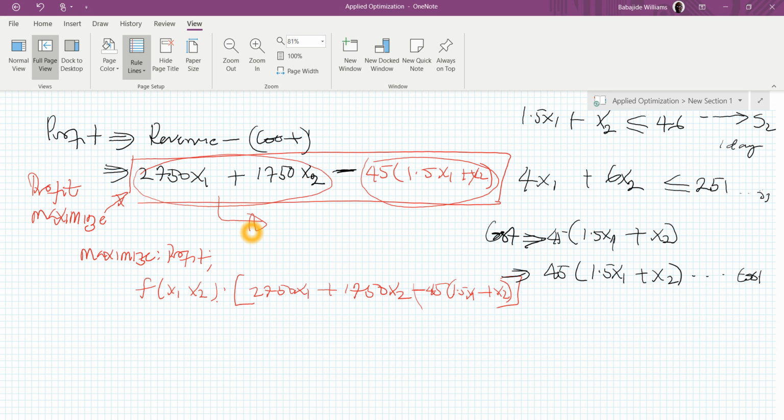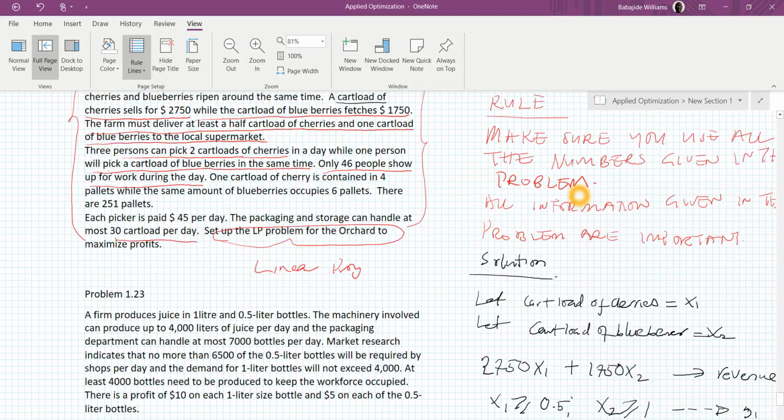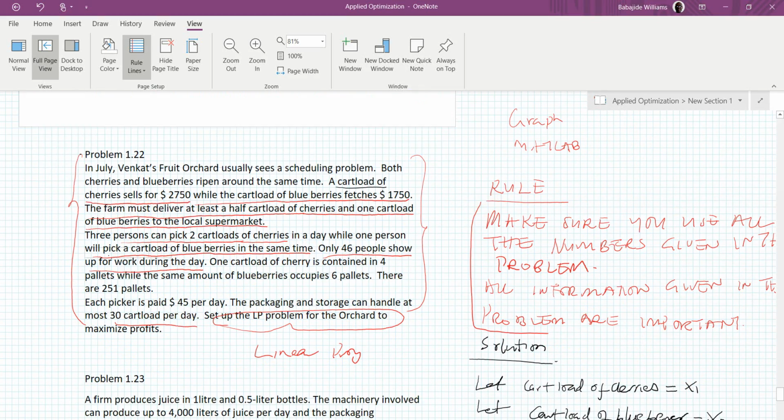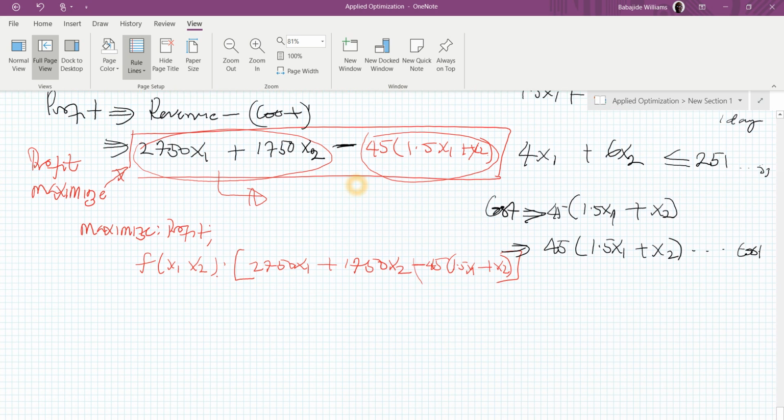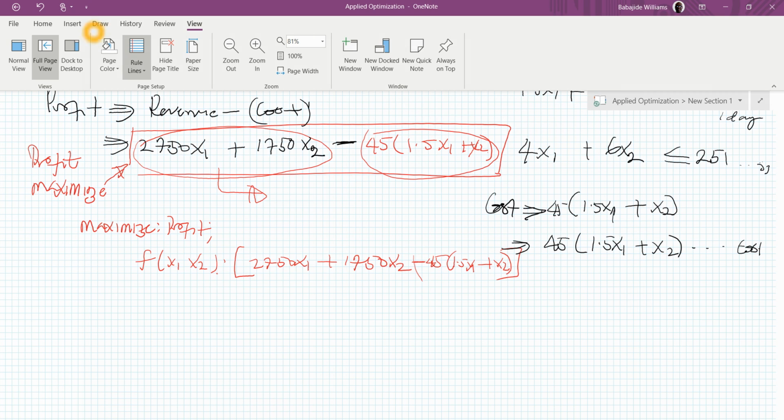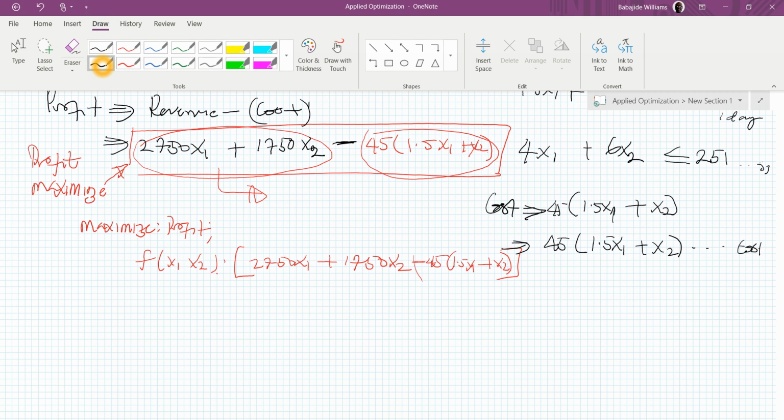So it goes back to what I said earlier. Make sure to use all the numbers given in the problem, because it's so easy to skip this last one. It's also so easy to skip this one that says the farm must deliver at least a half cartload of cherries and one cartload of blueberries. It's so easy to skip these. So putting everything together, we now have our objective function, and subject to the following constraints.